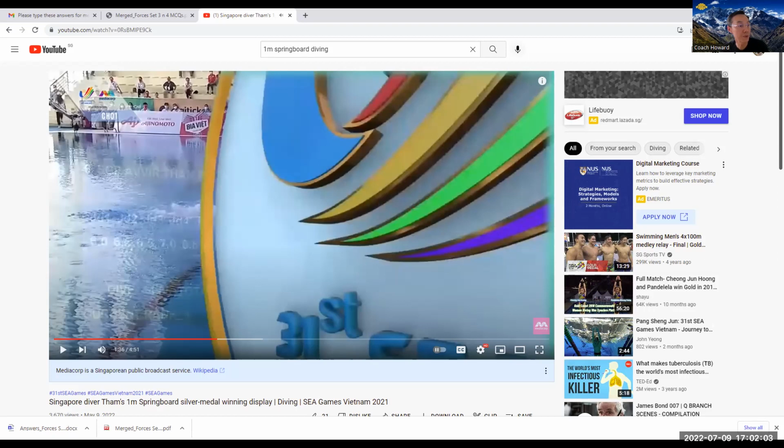Okay, let's see this one. This event actually has a few names. In Singapore, they commonly call it pool, right? Okay, this one. Let me share this event.